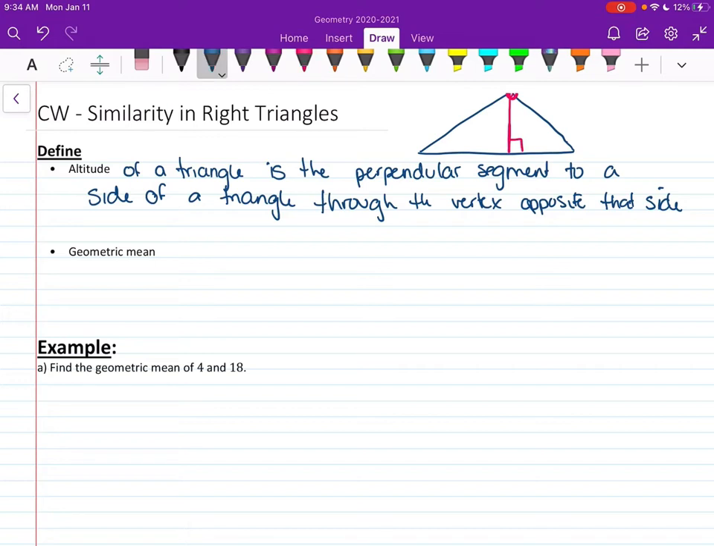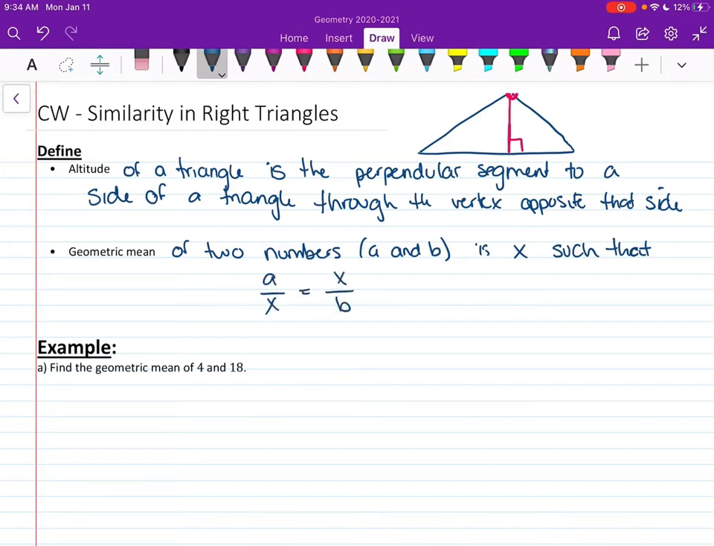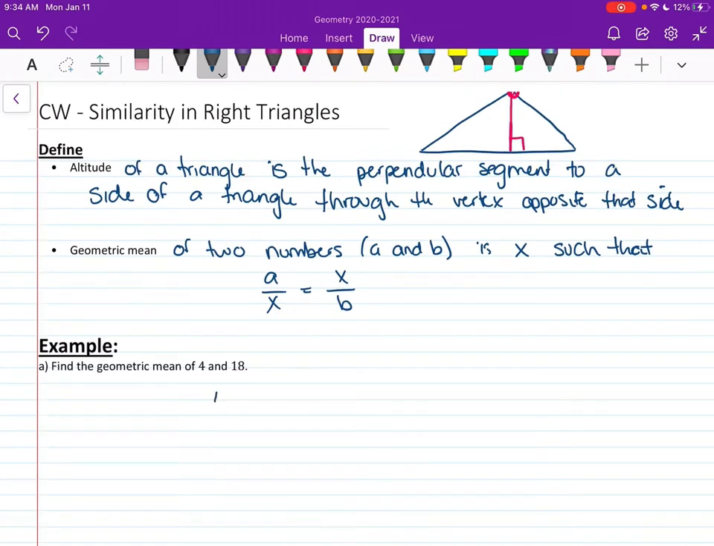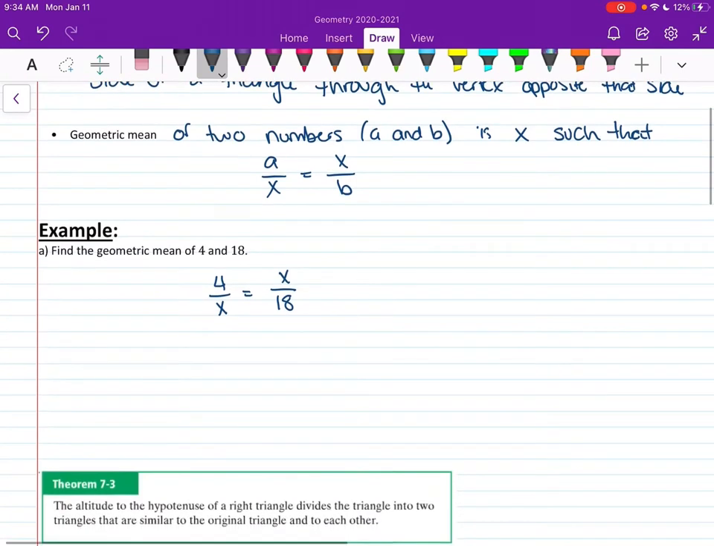Great. Next definition is a geometric mean of two numbers. We'll call those two numbers A and B. It is a new number, x, such that x solves this proportion. So A over x is going to equal x over B. Okay, so an example of that would be find the geometric mean of 4 and 18. So if I do 4 over x equals x over 18, then my next step would be to cross multiply, so I get 4 times 18 equals x times x, or x squared.